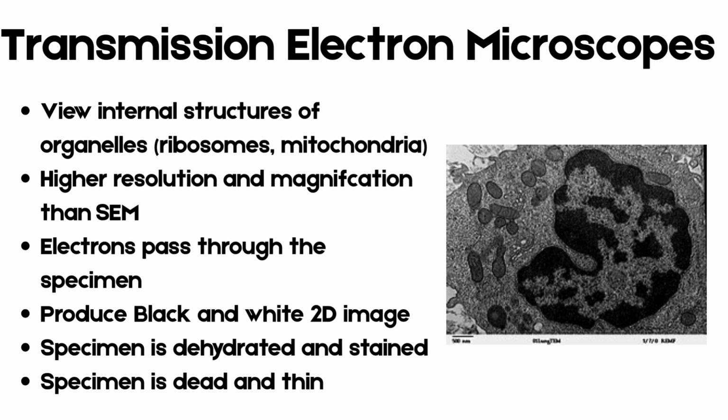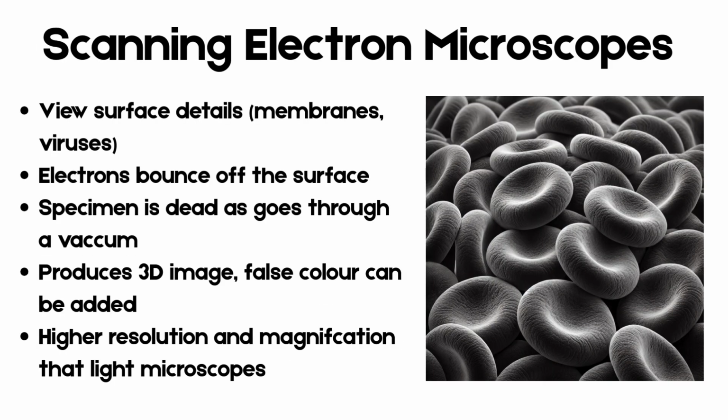Now, what if we want to see the surface of a specimen instead of its internal structures? That's where the scanning electron microscope comes in. This is perfect for looking at surface details, for example, the outer structure of cells, or even tiny organisms like viruses. It works by electrons bouncing off the surface of the dead specimen to produce a 3D image, which false color can be added to afterwards.